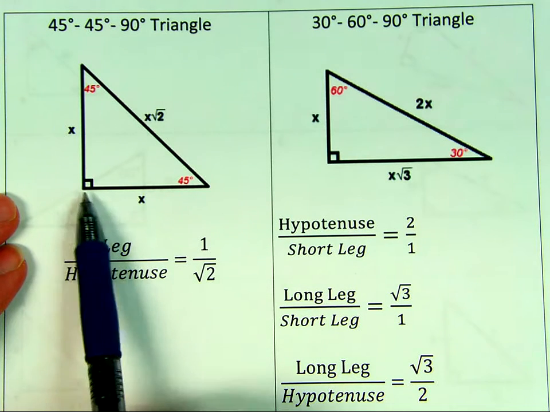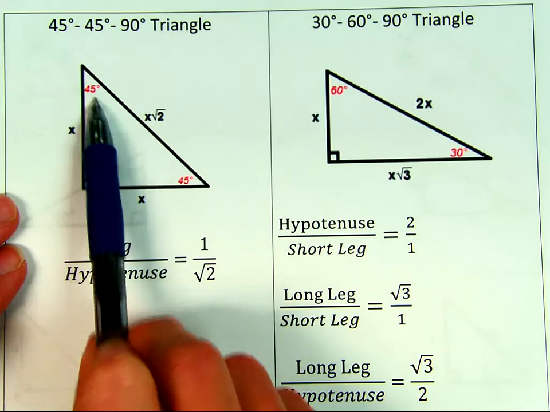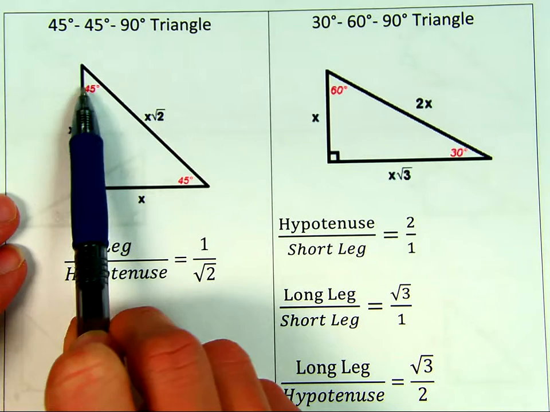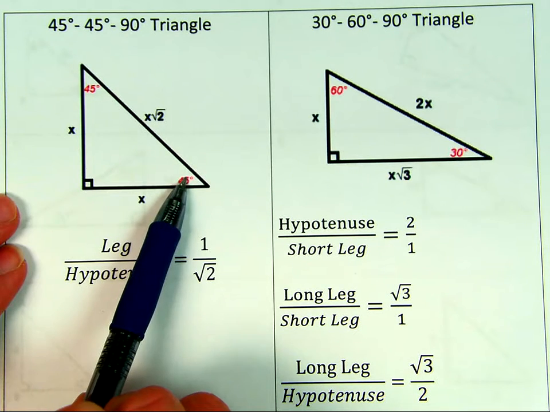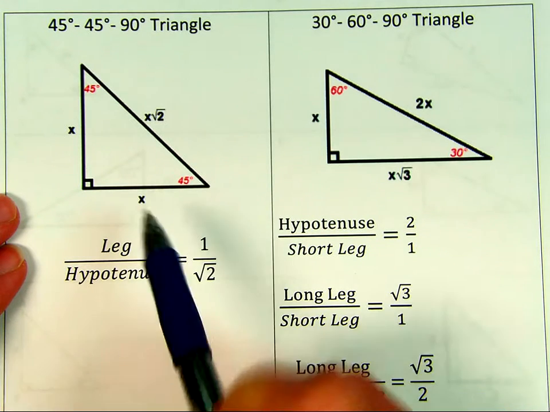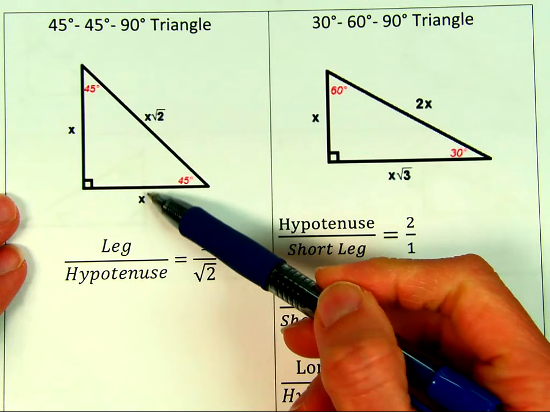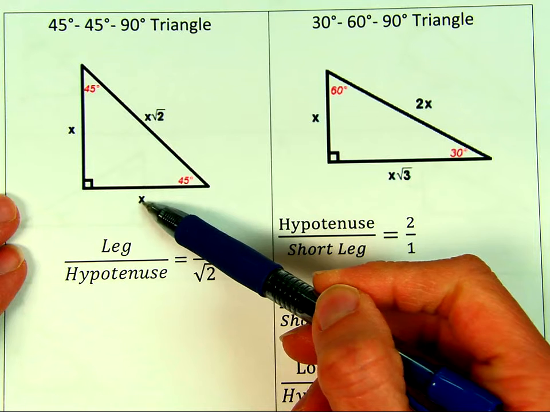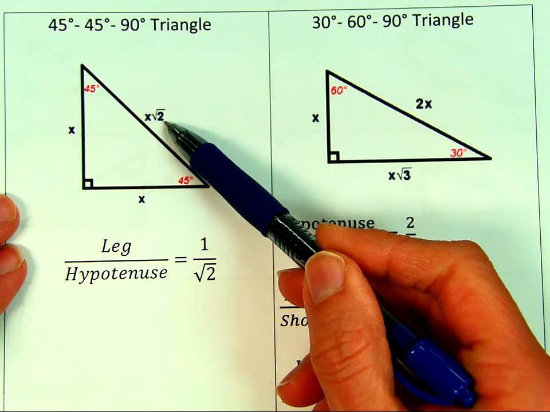So in an isosceles right triangle, that means that two angles are 45. Remember, if it's an isosceles triangle, if the angles are congruent, then these sides are congruent. That's why they're each x. The relationship is that if you multiply the leg by the square root of 2, you get the hypotenuse.